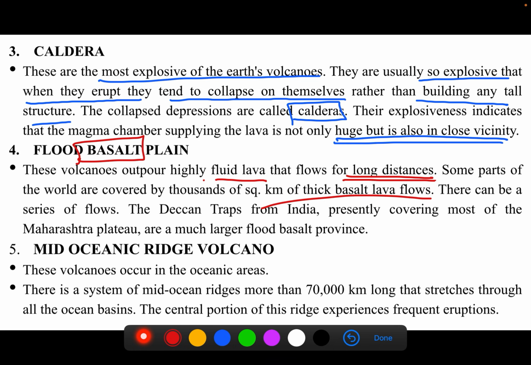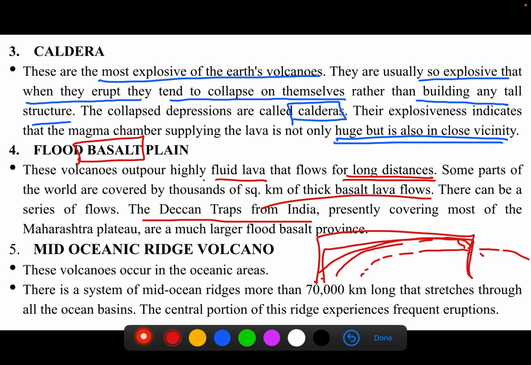These can be a series of flows, like first series of flow, then second series of flow, and like this a structure is created, right? The Deccan Traps from India, presently covering most of the Maharashtra plateau, are a large flood basalt province, right? So what is flood basalt plain? When the basalt lava comes out and spreads to huge long distances, it creates what is called a plain, a plain-like structure.